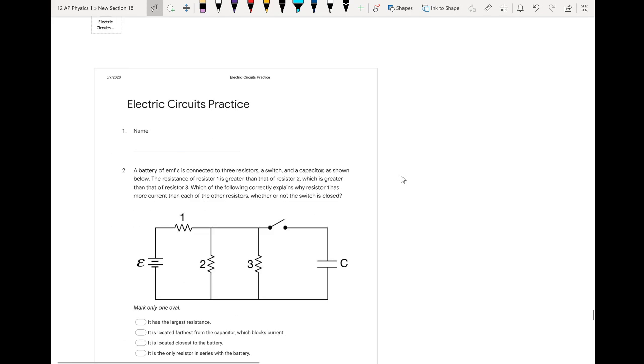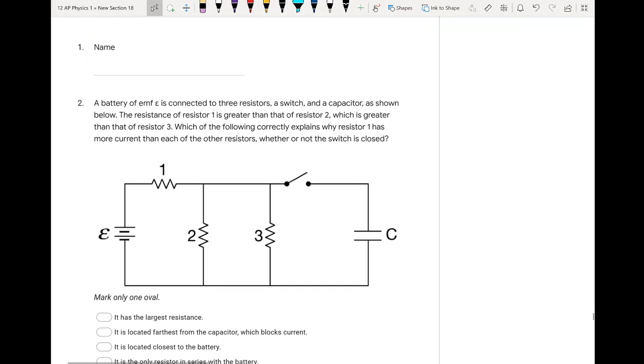Okay, so we got a couple really quick ones. With this one, a battery of EMF epsilon is connected to 3 resistors, a switch, and a capacitor as shown below. The resistance of resistor 1 is greater than that of resistor 2, which is greater than that of resistor 3. Which of the following correctly explains why resistor 1 has the most current of each of the other resistors, whether or not the switch is closed?